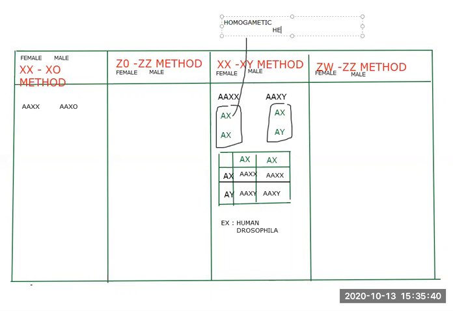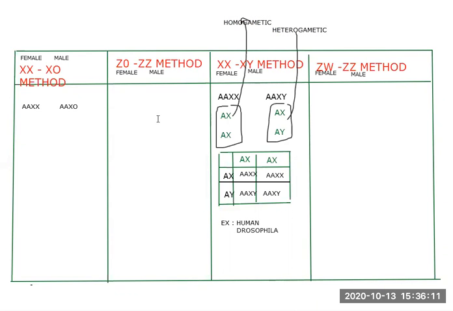So description, no need to write. If you frame the table, the table is explaining everything. You see here, so let me write. XX, XY method. In the XX, XY method, XX is the female, XY is the male. Then the female is homogametic, male is heterogametic. We can say female is homogametic, male is heterogametic.